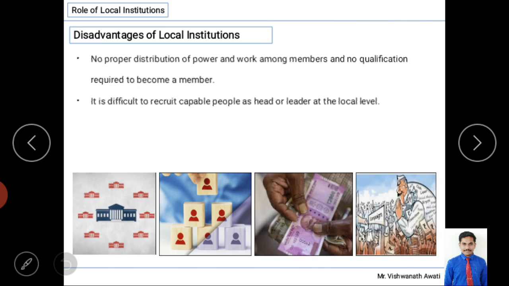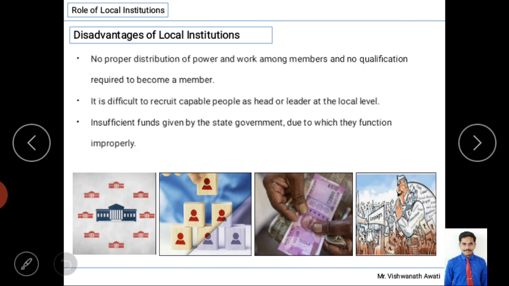Next, it is difficult to recruit capable people as a head or leader at the local level. At the local level it is very difficult to recruit a good person who can lead those activities. So that is very difficult. Next is insufficient funds given by the state governments, due to which they function improperly.